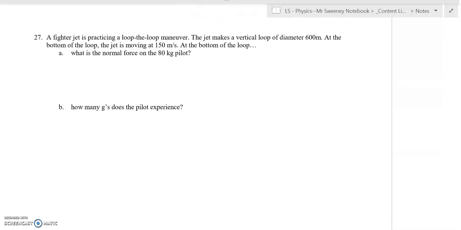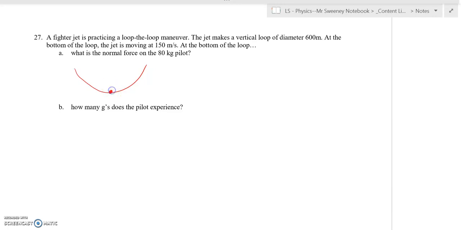Alright, last problem, 27. A fighter jet is practicing a loop-the-loop maneuver. The jet makes a vertical loop with a diameter of 600 meters. The pilot's weight is 784 newtons. At the bottom of the loop, it's moving at 150 meters per second. What's the normal force on the pilot?